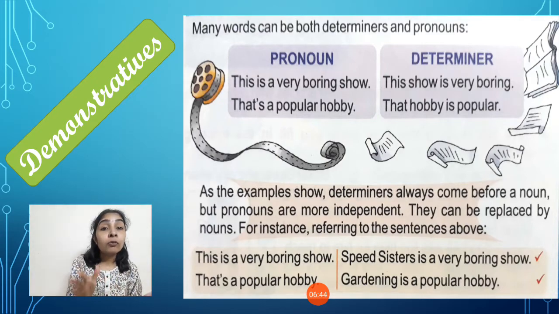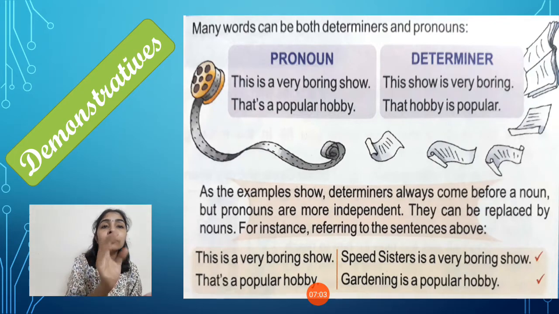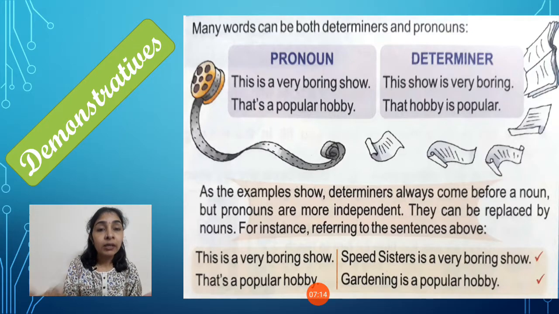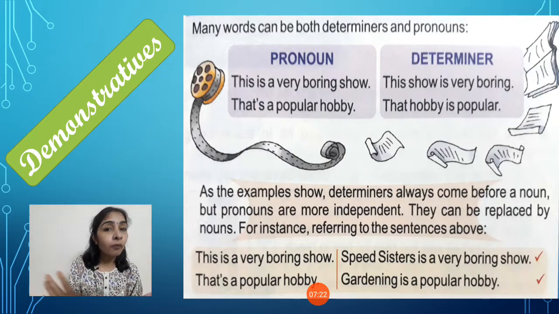Now I am already talking about an opera show, and then I am saying that that was a very boring show. So first I am saying I went to an opera show, so that here is replacing the opera show in the next sentence. That was a very boring show. Here also, this is a very boring show. When I say this, it is being used as a pronoun because I am not naming the show. The name has been described previously. I am just telling that this is a very boring show. So here it is used as a pronoun. This is not followed by a noun.